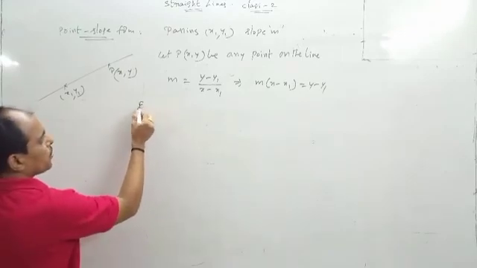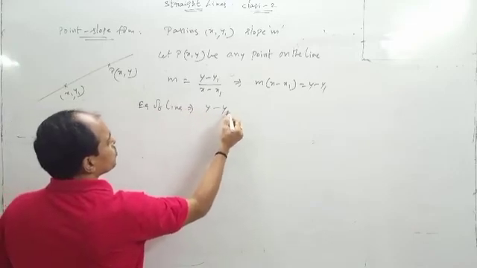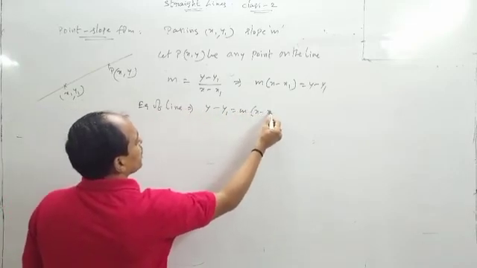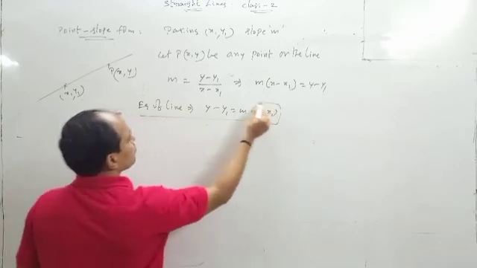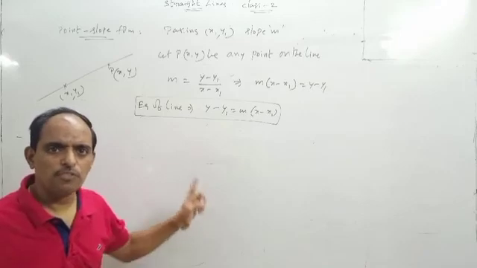Now the equation of the line: y minus y1 is equal to m of (x minus x1). y minus y1 is equal to m of (x minus x1).